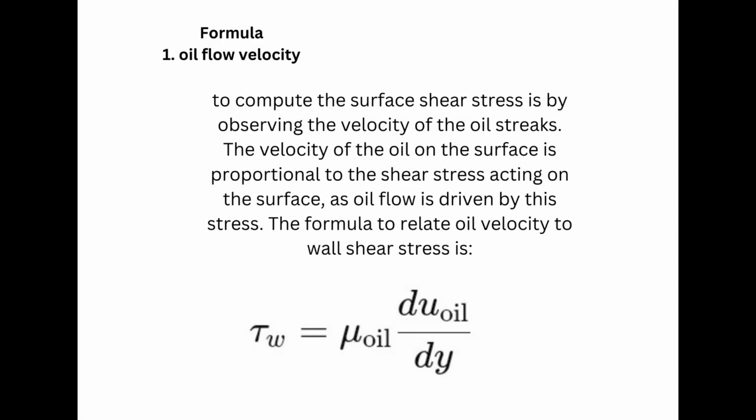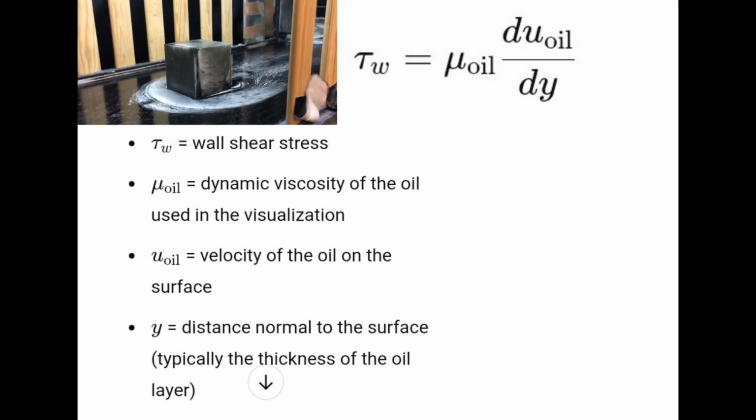Formula to compute the oil flow velocity. One way to compute the surface shear stress is by observing the velocity of the oil streak. The velocity of oil on the surface is proportional to the shear stress acting on the surface, as oil flow is driven by this stress. This is the formula. Tau, or the wall stress, is equal to mu, the dynamic viscosity of the oil, times the change in velocity of the oil over the change in distance.